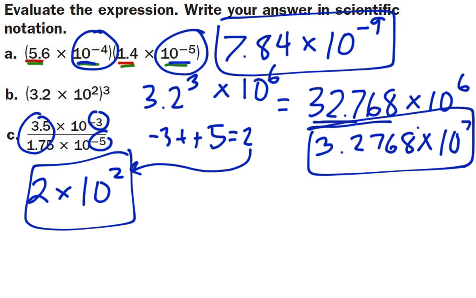Remember that in some cases you're going to have to make an adjustment to the exponent when your number in front of the times symbol does not end up being between 1 and 10.